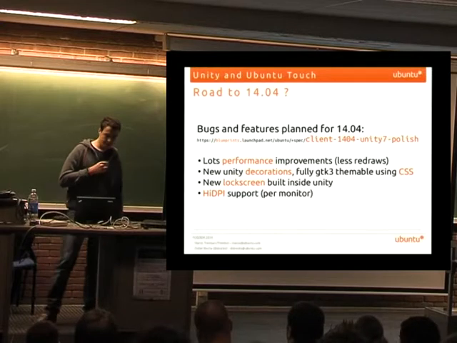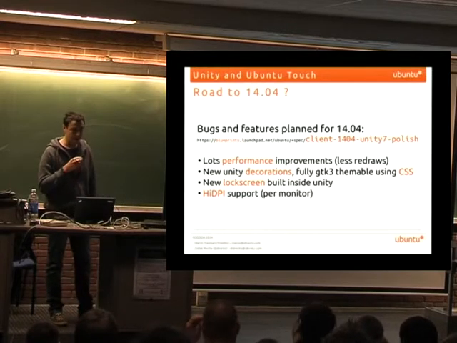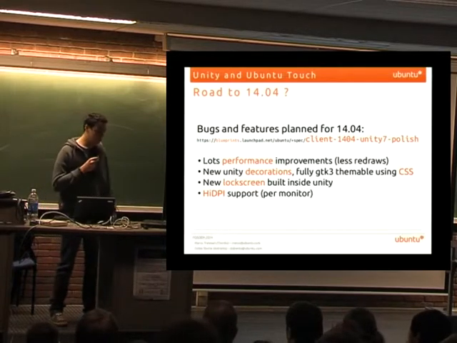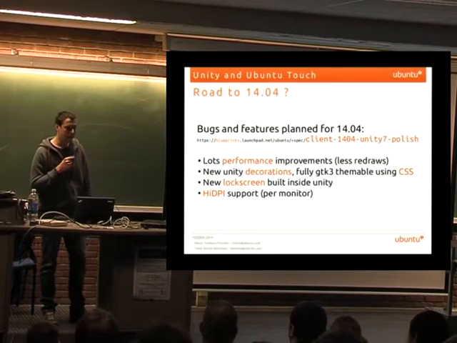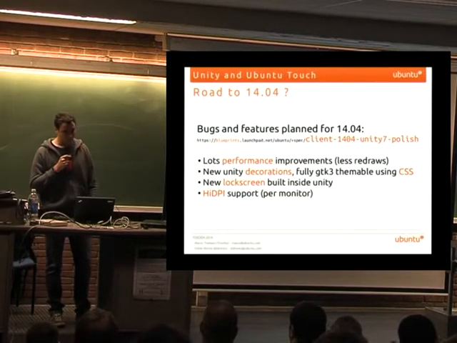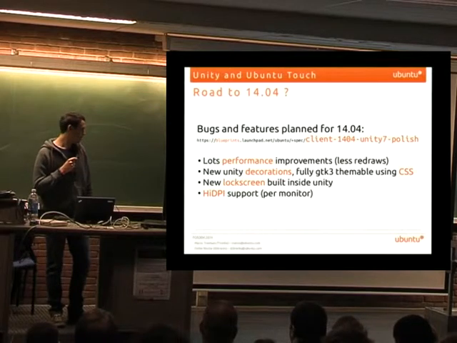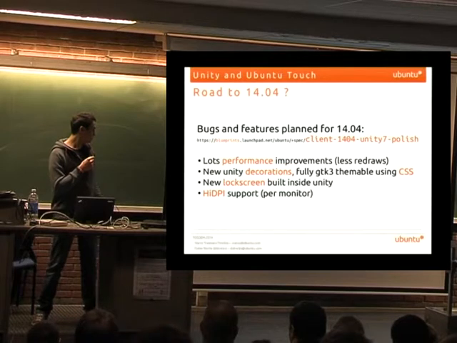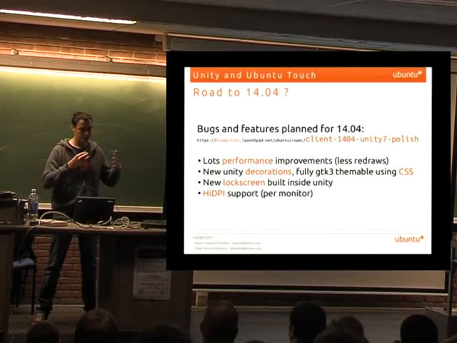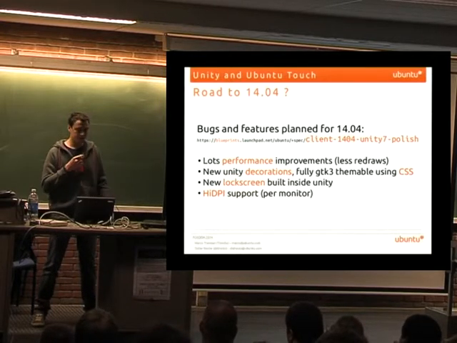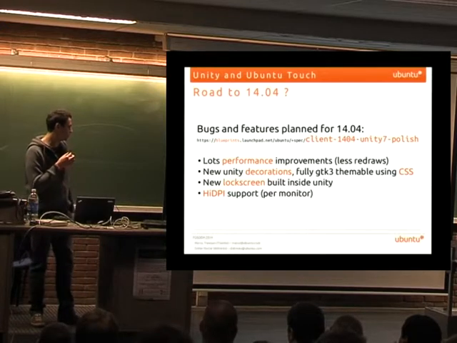The next version is going to be, and probably the last version of this Unity 7, or Unity Plus Compiz, will be for 14.04, where we are actually still working hard on it, and we have completely rewritten the part of drawing the Nux windows, which are actually the widgets we have on screen drawn by Unity. And that is done in a way that makes everything much more efficient.